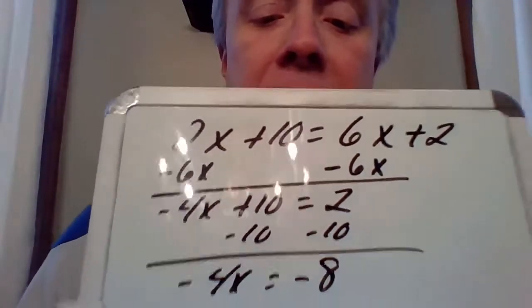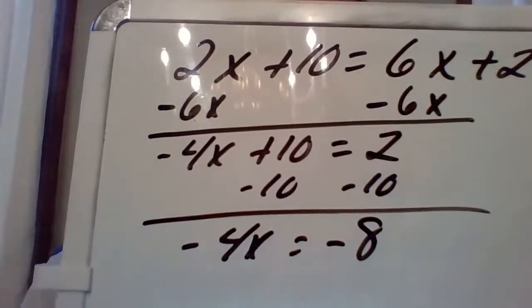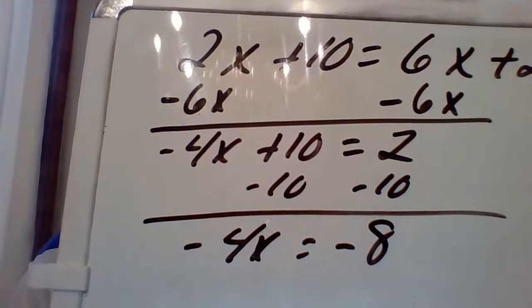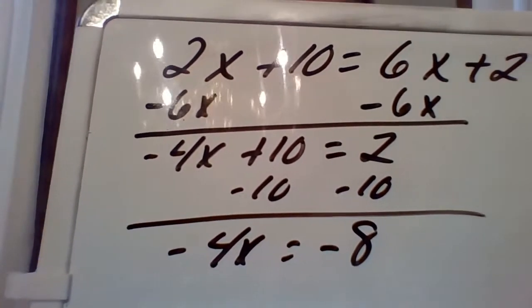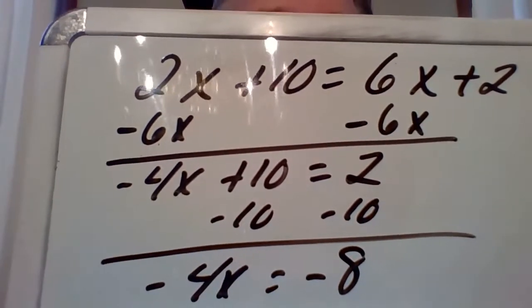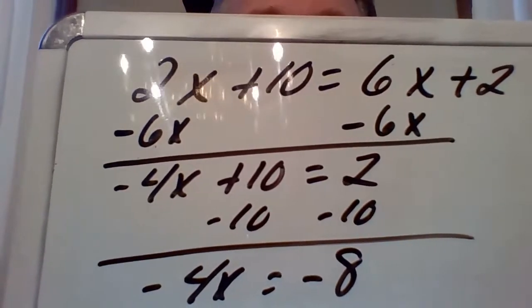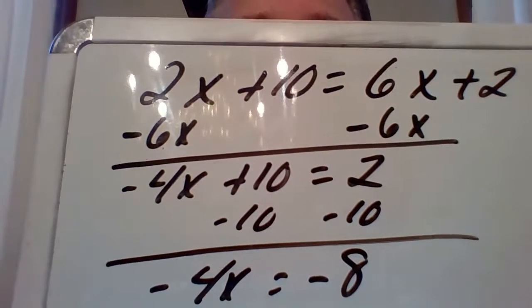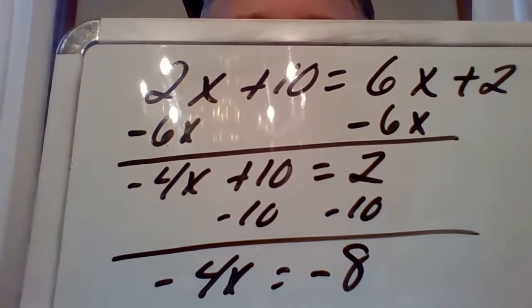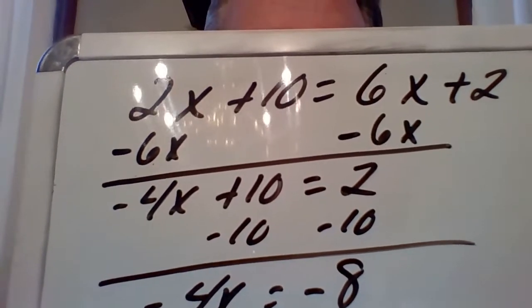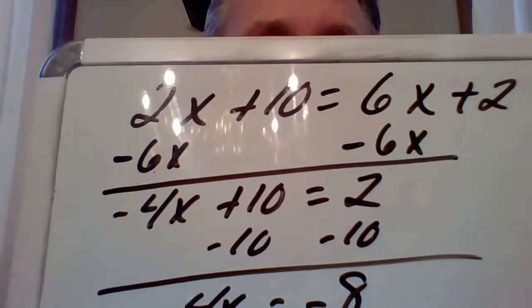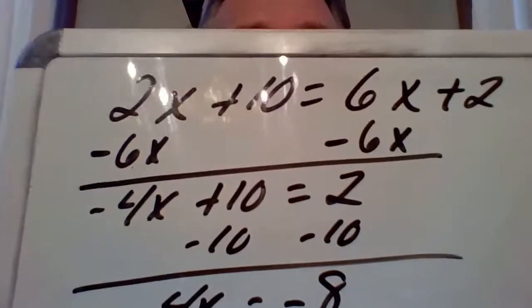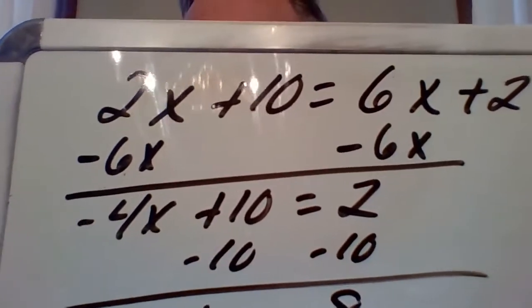Now I have negative 4x equals negative 8. Do not get nervous. We can finish this. Keep the faith. So when I have a number or a coefficient next to a variable, that means multiplication. So I must do the opposite of multiplication, and that's right, divide. So I'm going to divide both sides by negative 4.